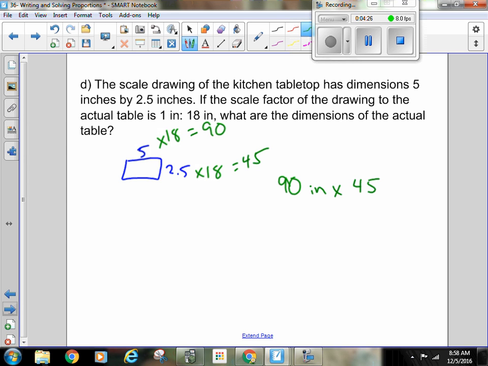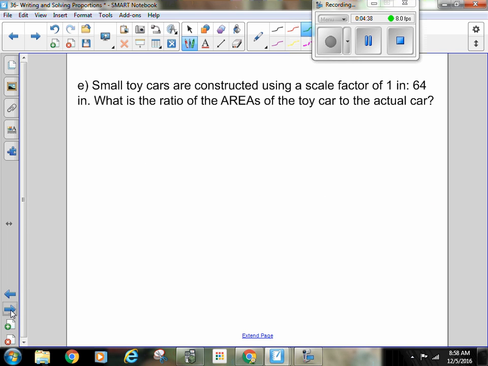So by 45 inches. Let's see here. Do we want that in feet or leave it in inches? Inches it is. So we just multiply those, and I think we've worked with a few problems like that already.